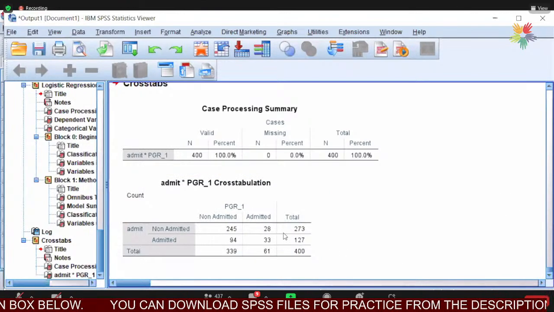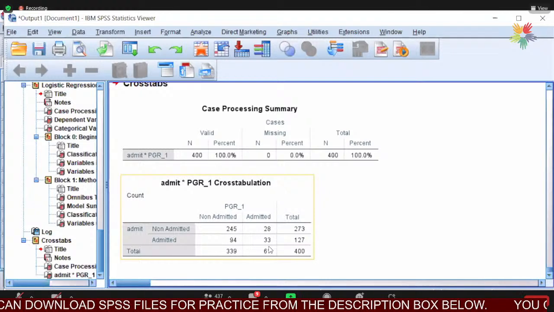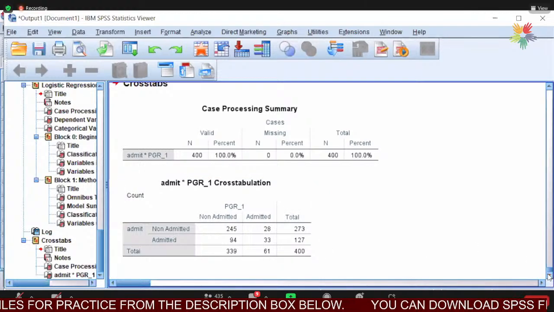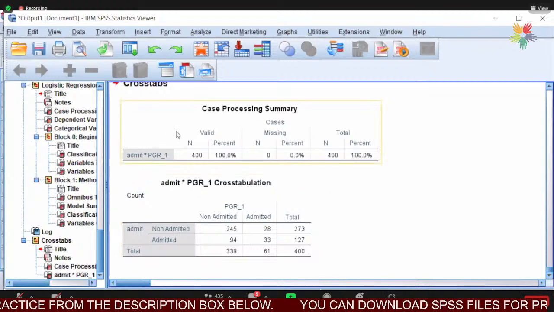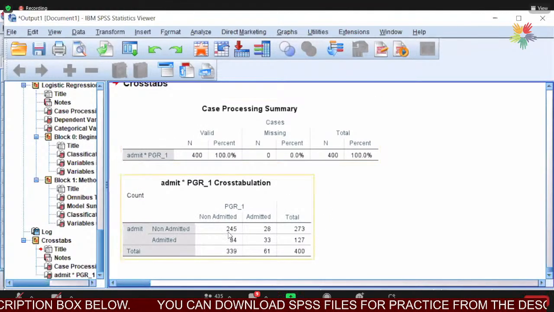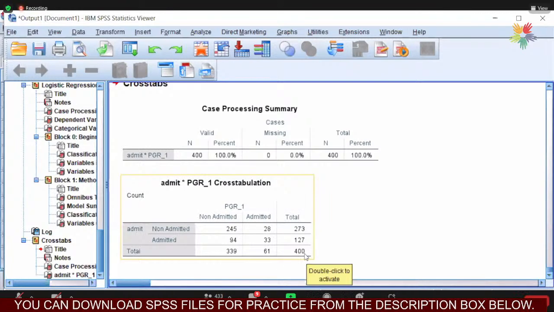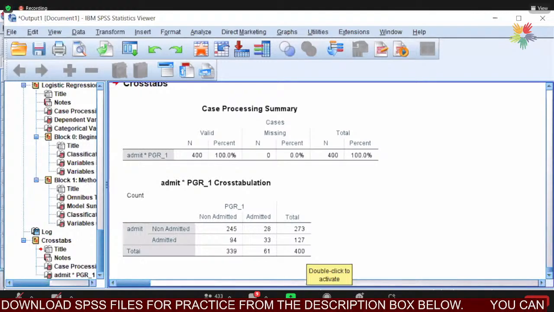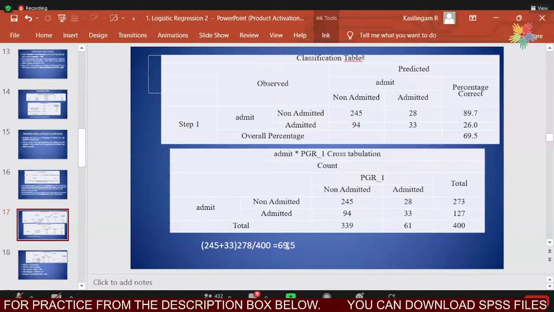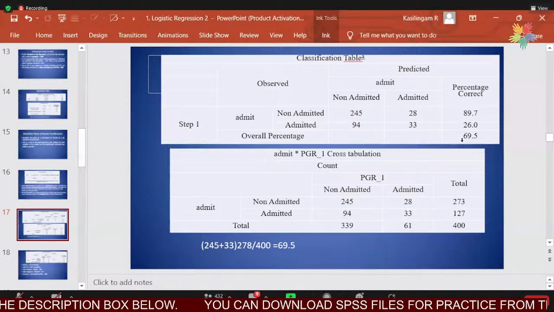Out of 273 people not admitted, 244. Out of 127, 33. When you find a percentage, we can also find the column percentage. So 245 plus 33, 278, out of 400, which is 69.5. That is what it is telling us. That is over that table.